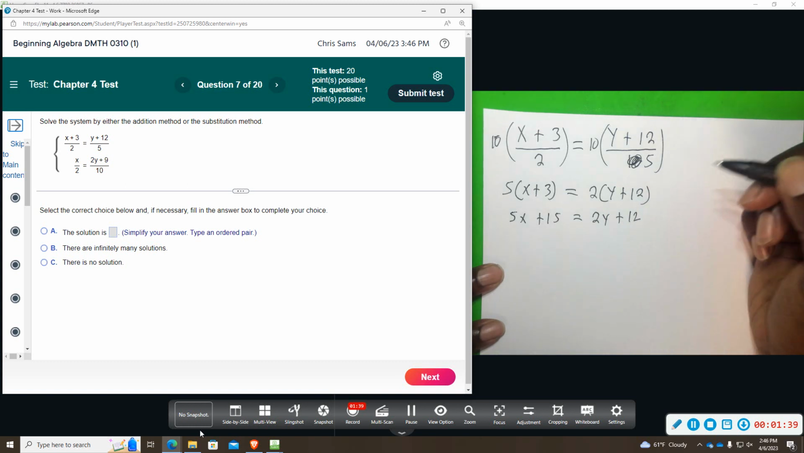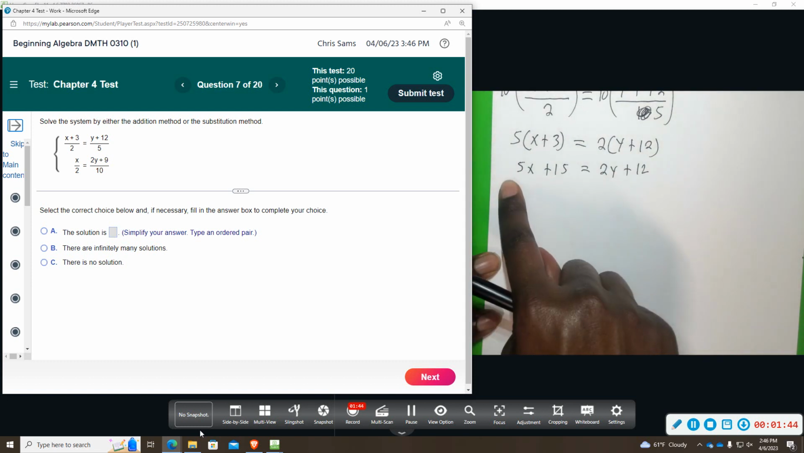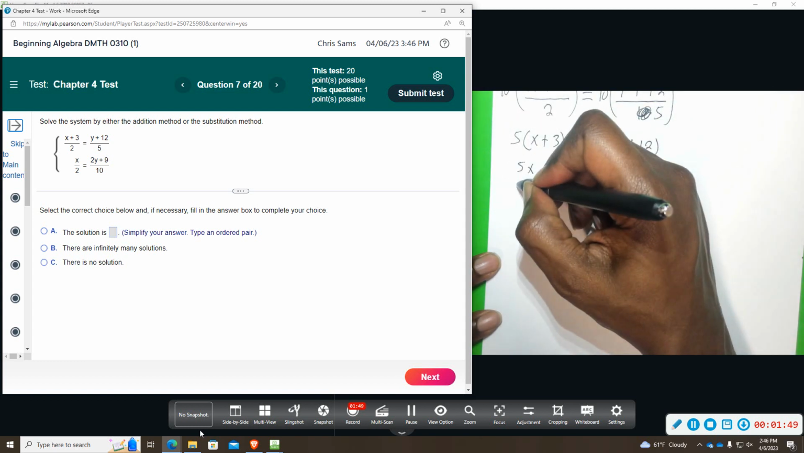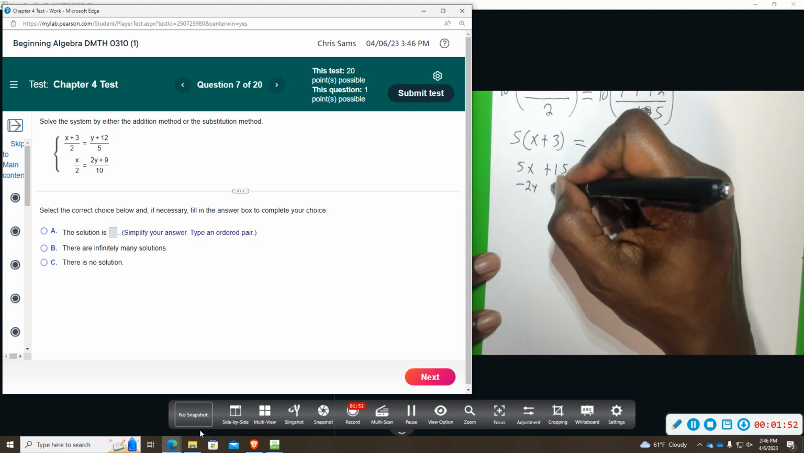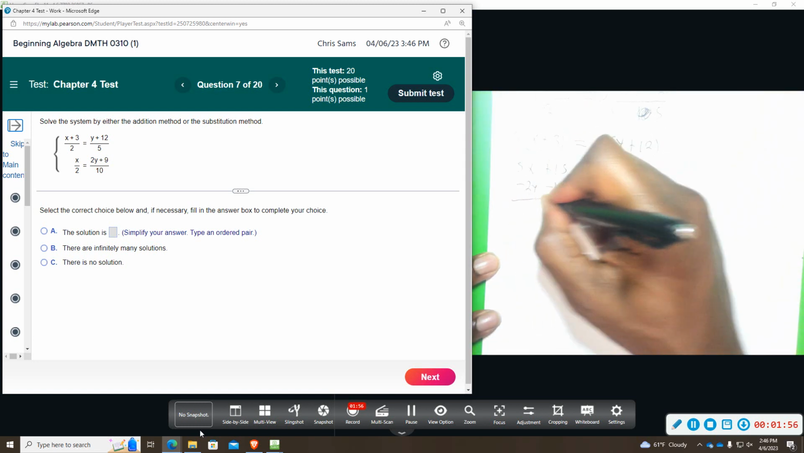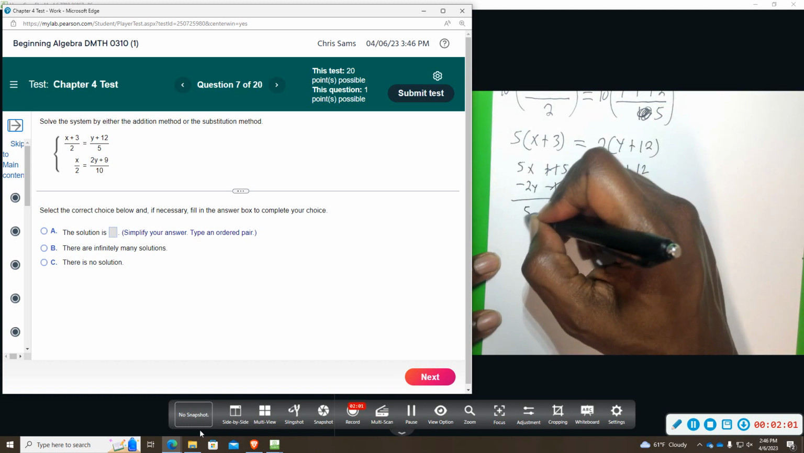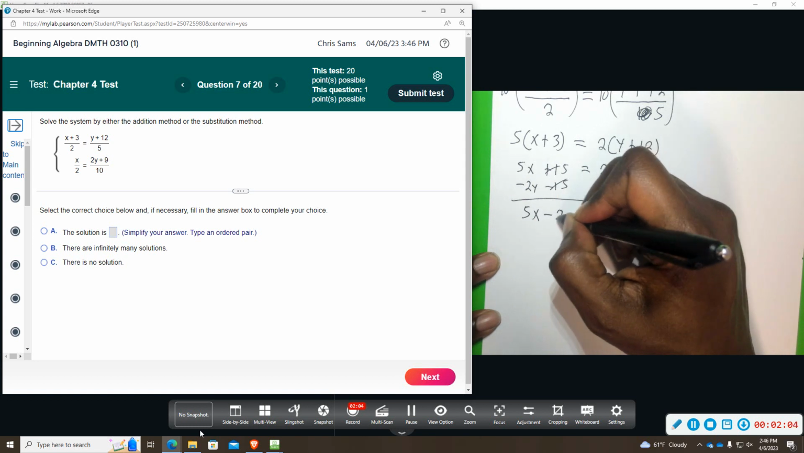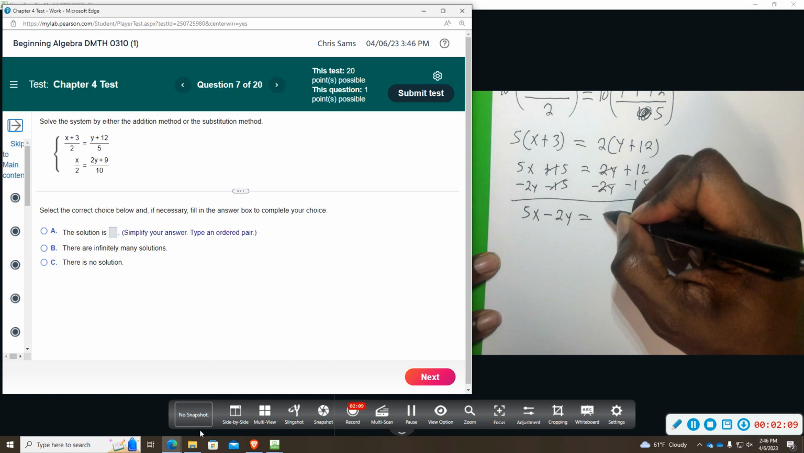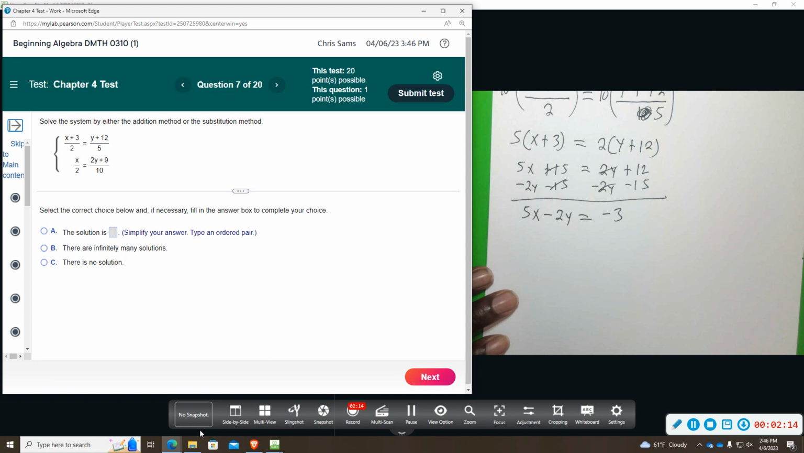plus 12. And then I'm going to move x and y on the same side. I'm going to move them over, so standard form. I'm going to subtract 2y. And then I'm going to subtract 15 to move it over. So I'm going to do both of those at the same time. So subtracting 15 from both sides, this will cancel. This will leave me with 5x minus 2y equals, this will cancel, and that will leave me with a negative 3. So one equation simplified, no fraction.